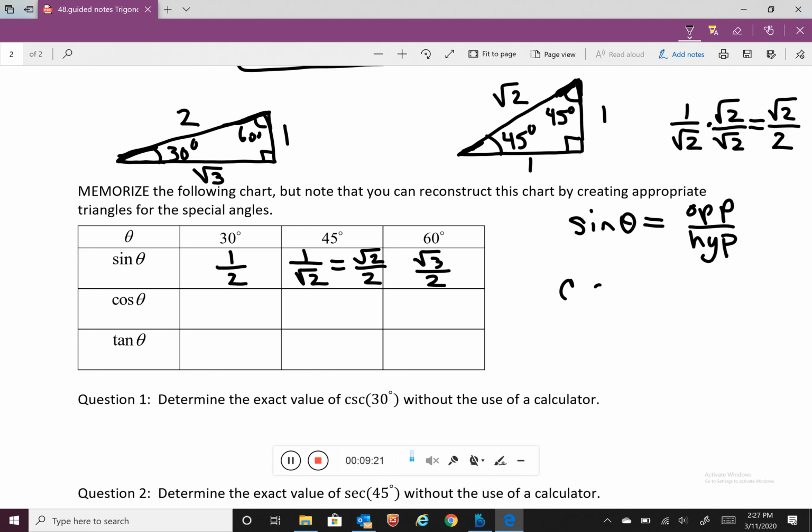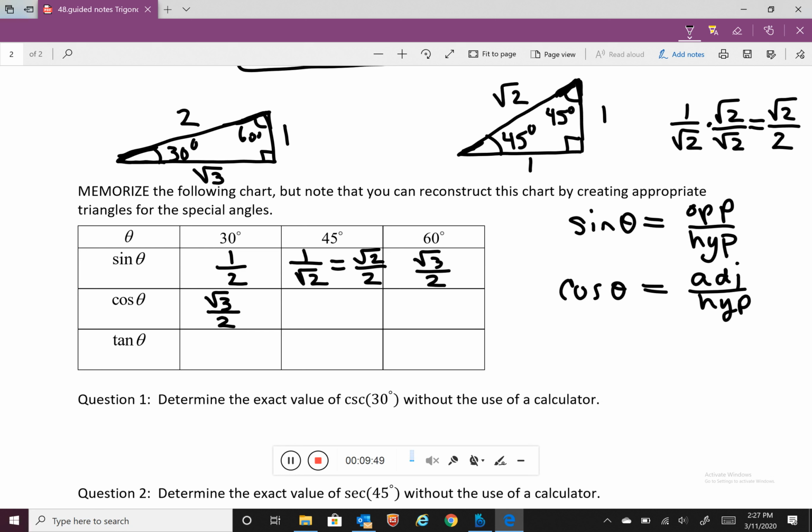Now cosine of our angle is defined as adjacent over hypotenuse. So I need to make sure that I'm looking at the adjacent side as related to my angle and then compare it to my hypotenuse. So for 30 degrees, the side adjacent to 30 degrees is radical 3, but the hypotenuse is still 2.